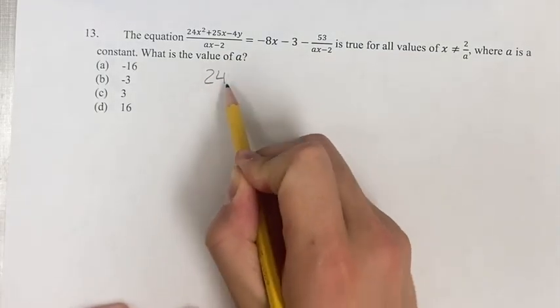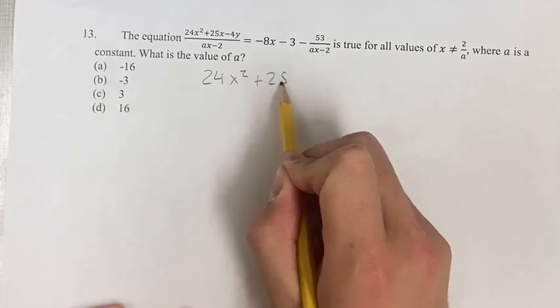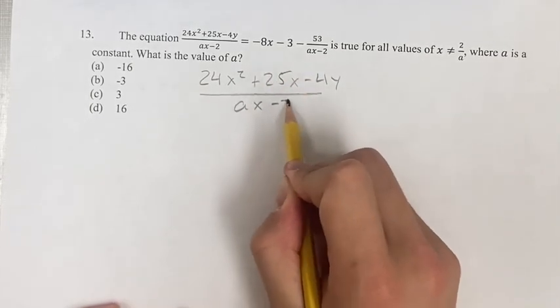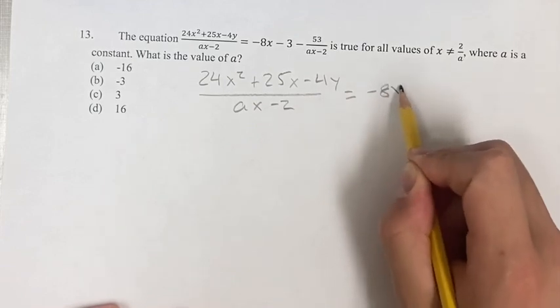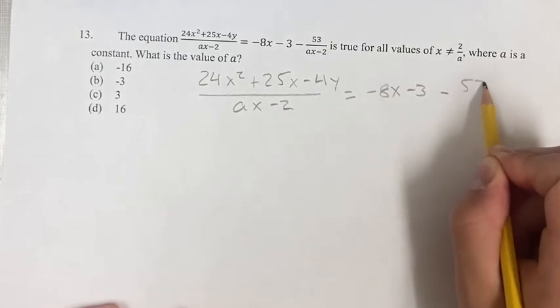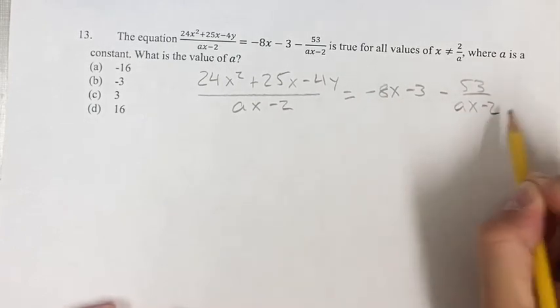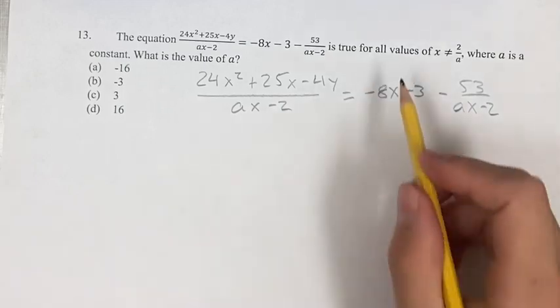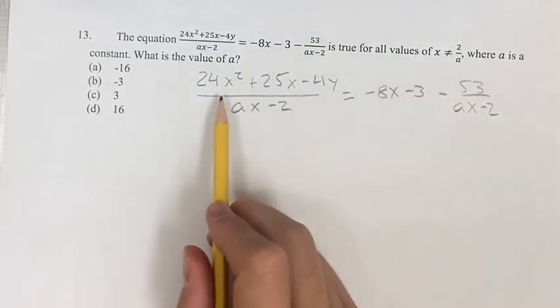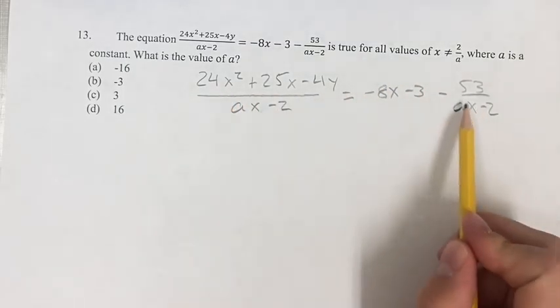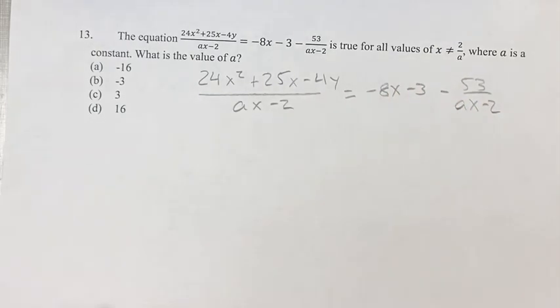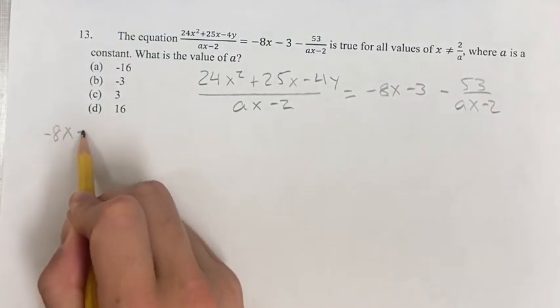So we have 24x squared plus 25x minus 4y over ax minus 2 is equal to negative 8x minus 3 minus 53 over ax minus 2. Now, the thing we can do here is you can say, okay, this term is over ax minus 2, this term is over ax minus 2, so let's get this term in the same way. So we have negative 8x minus 3.